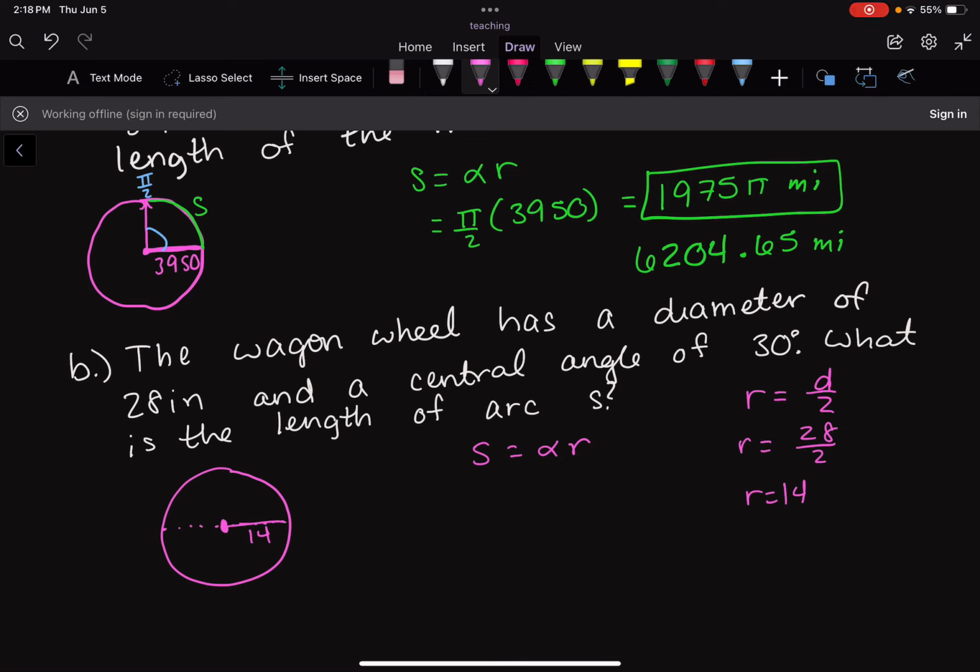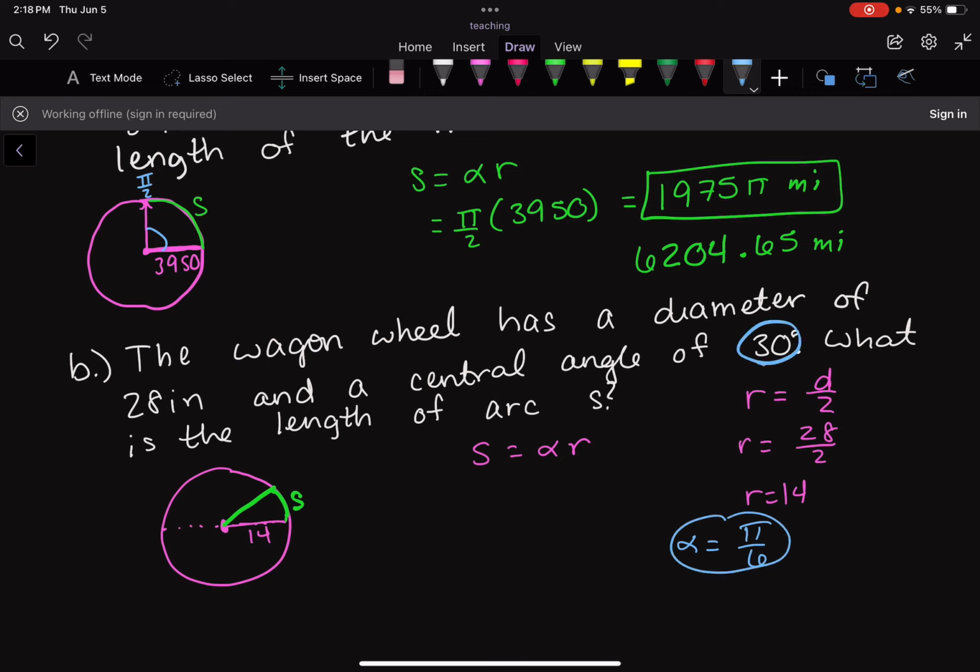Also, it does say 30 degrees, which I'll draw like here, but I'm looking for this length S. Now to find alpha, we could just use the conversion if we need to, but it's one of the ones I told you should be pretty familiar with, so I'll just write that 30 degrees is pi over 6. So I had to convert that.